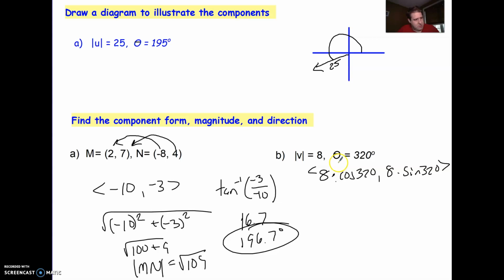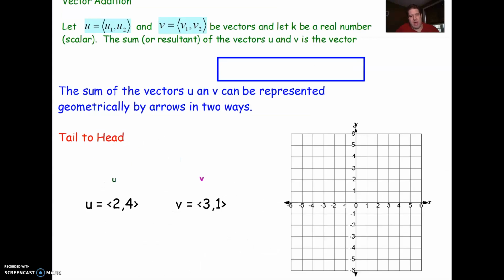8 times cosine of 320 gives me 6.128 if I'm going to 3 decimal places. And then 8 times sine of 320 gives me -5.142. That's the component form. Okay, so does this make sense would be my last thing. It's going to the right and down, which means it's in the fourth quadrant, and 320 degrees is in the fourth quadrant. So yes, it does check out.